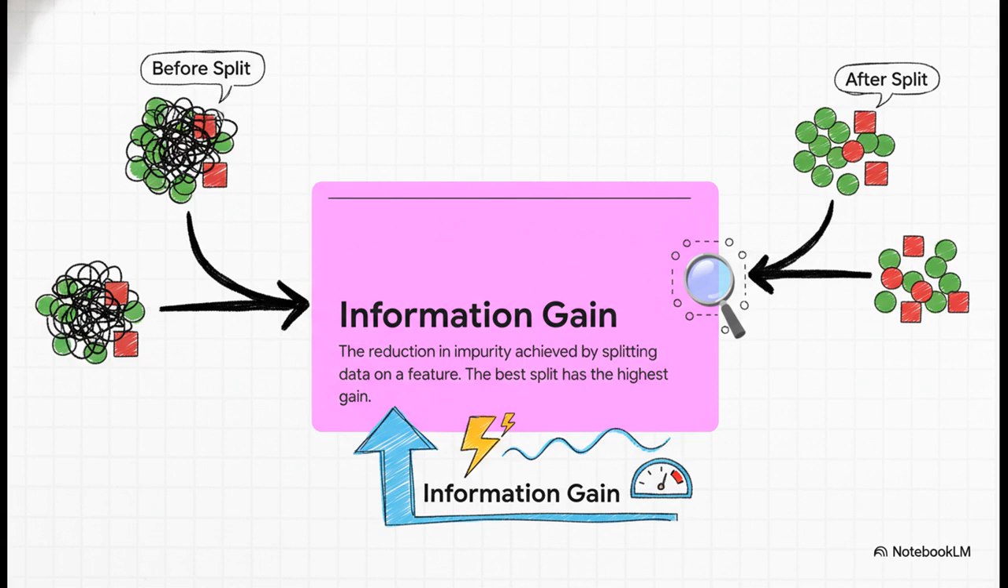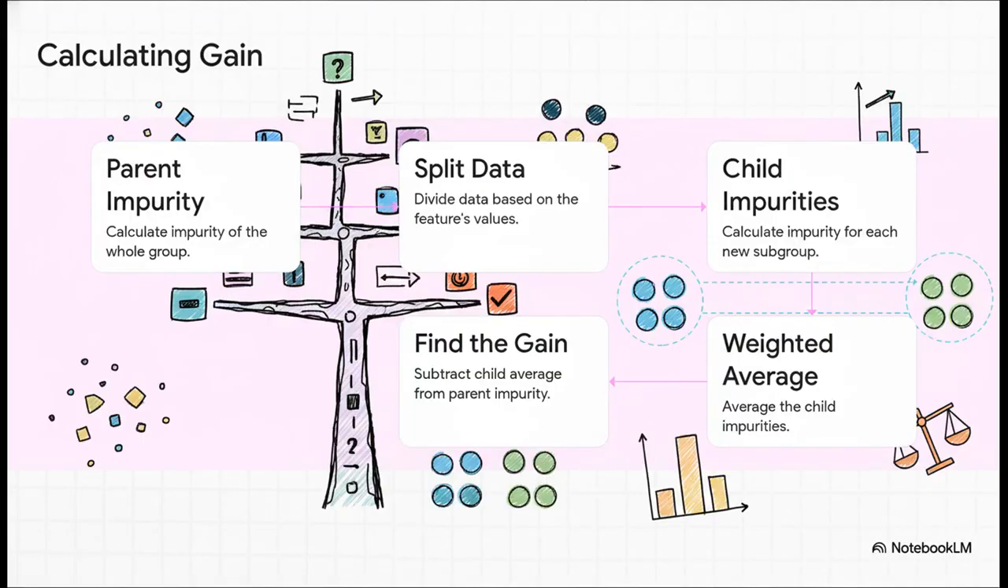It asks, if I split by outlook, how much purer will the new groups be? What if I split by temperature or humidity? The one that causes the biggest drop in impurity, the one that gives us the most information, wins. And here's how the tree actually calculates that gain. It's a pretty simple 5-step process.